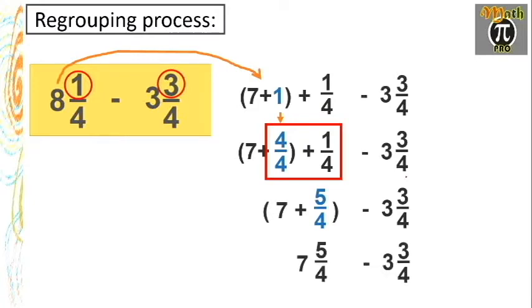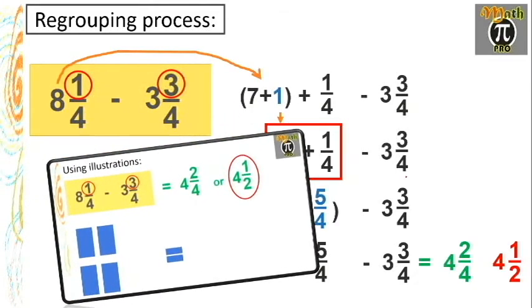Finally, we have a new set of fractions, 7 and 5/4 minus 3 and 3/4. Since they are similar fractions, we can now observe the rules in subtracting similar fractions. So the difference would be 4 and 2 fourths. And in simplest form, we will get 4 and 1 half. Same answer that we obtained using the illustration.